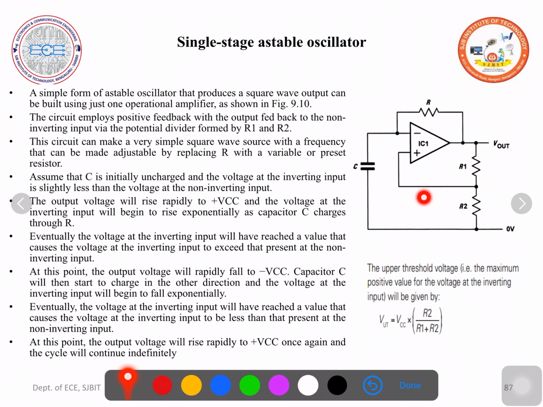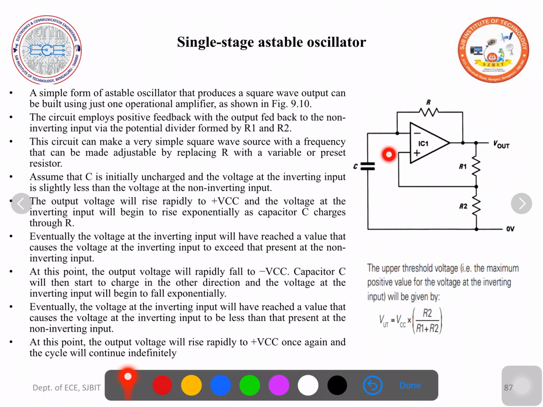This circuit can make a very simple square wave source with a frequency that can be adjustable by replacing R with a variable or preset resistance. If you use a variable resistance instead of a fixed value resistance, you can vary the frequency also. So now let us come to the working of this.